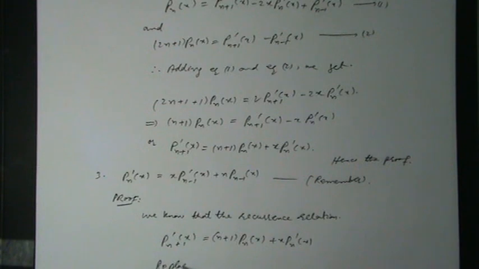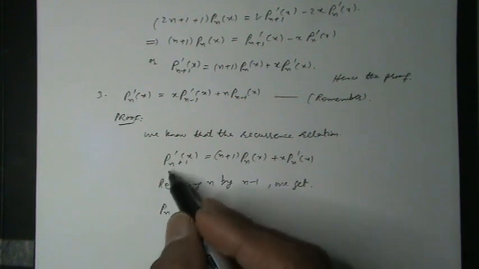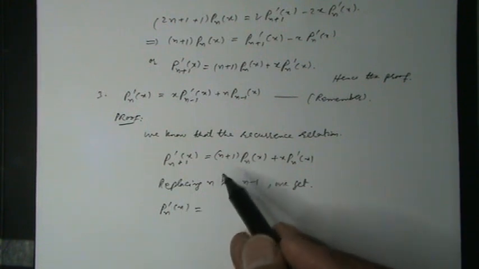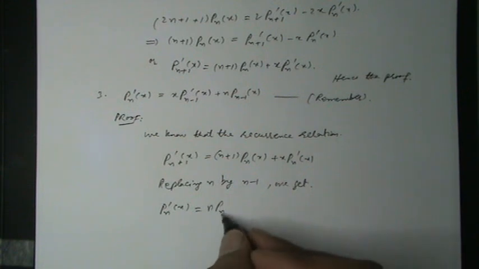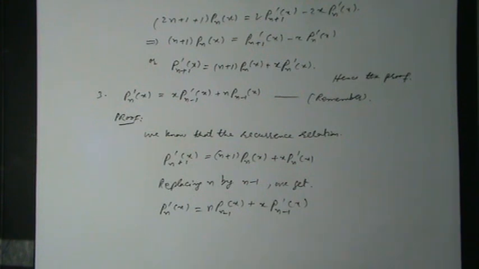Now replacing n by n minus 1, we get Pn dash (x) equal to (n minus 1 plus 1) cancel, and there will be only n Pn minus 1(x) plus x Pn minus 1 dash (x), or it can be written as Pn dash (x) equal to x Pn minus 1 dash (x) plus n Pn minus 1(x). Very, very easy proof. Number 4.